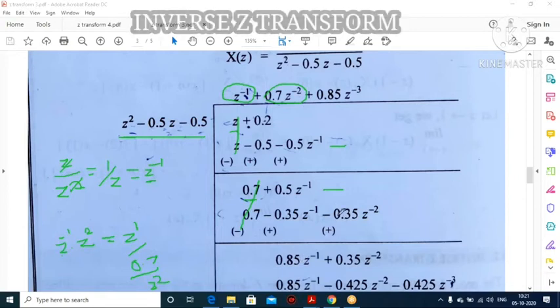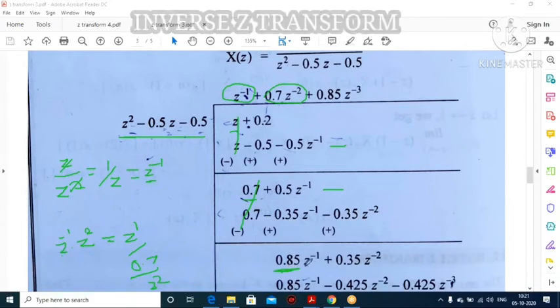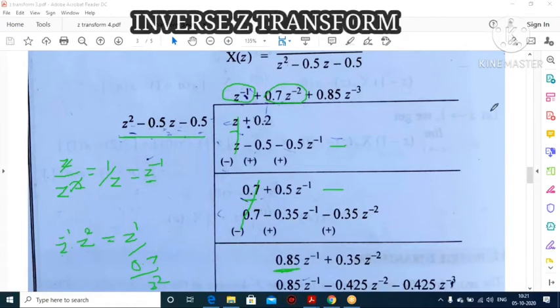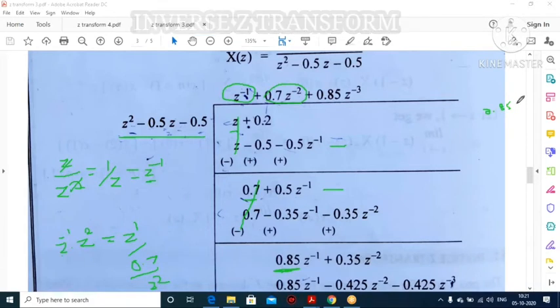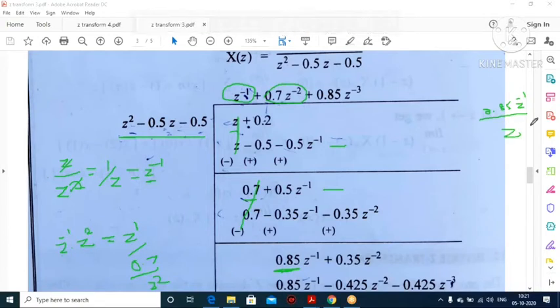So 0.85 z inverse plus 0.35 z power minus 2. Now in this factor, take the first term as a numerator term, that is 0.85 z inverse, divided by the denominator, which is z square. First term will be z square. So what do you get?